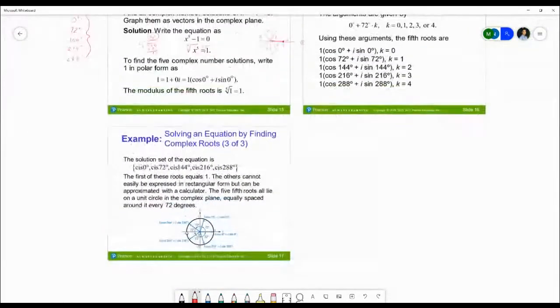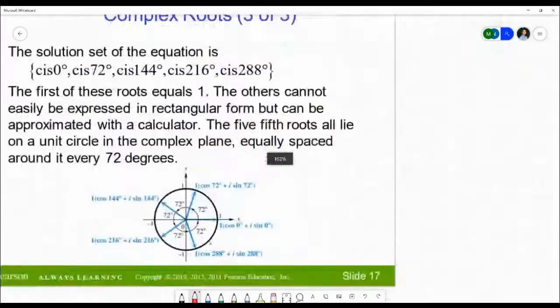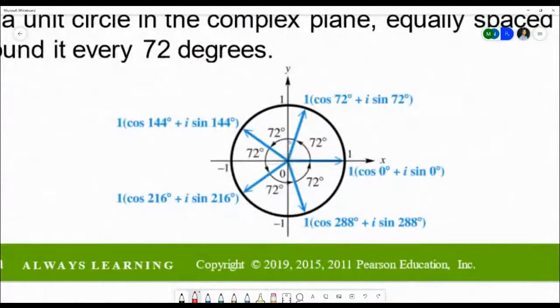All right, so you can see here, we got 0, 72, 144, 216, and 288. And of course, the R would be 1 because the distance from here to here is 1. It's already on a real axis, so you don't really have to solve for anything. You can see here the 5 different roots. They are evenly spaced, 72 degrees from each other, and with a modulus of 1. All right, that wraps up this one.